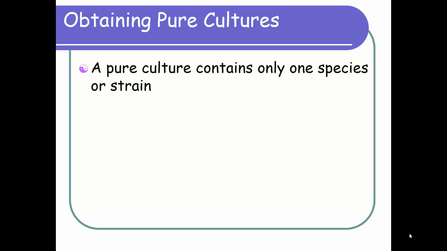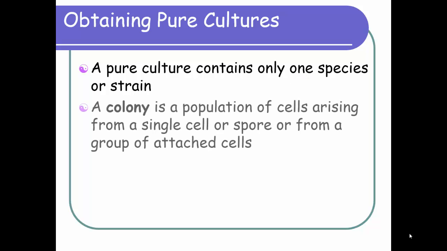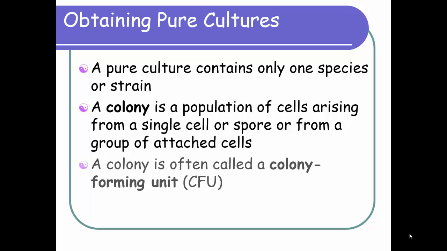A pure culture contains only one species or strain of a microorganism. A colony is a population of cells arising from either a single cell or spore or from a group of attached cells, such as any staphylo. It's very hard to separate out a single grape off the cluster, but all the bacteria within the cluster will be the same microorganisms. So we tend to say a colony is often formed by a colony-forming unit, either that single cell or spore or the group of identically attached cells.